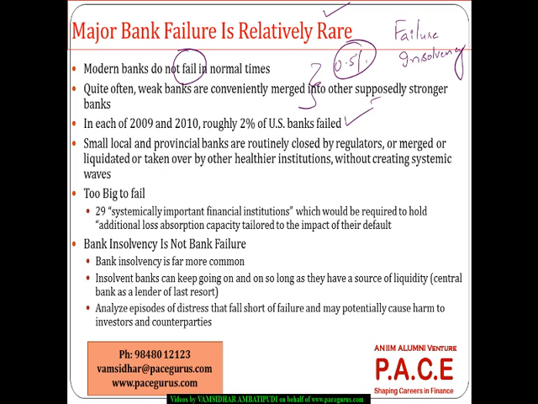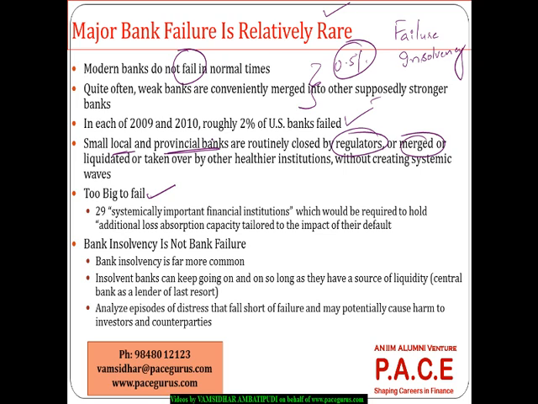Generally, what happens is the small local and provincial banks are closed by the regulators and merged without creating any kind of systemic waves, without affecting the overall financial system. We also have the definition of too big to fail kind of bank. They are so big that if they fail, the whole financial system would be shaken. Those kind of banks are typically called too big to fail, and they are typically supported by the central government and the central bank to make sure that these banks don't fail.